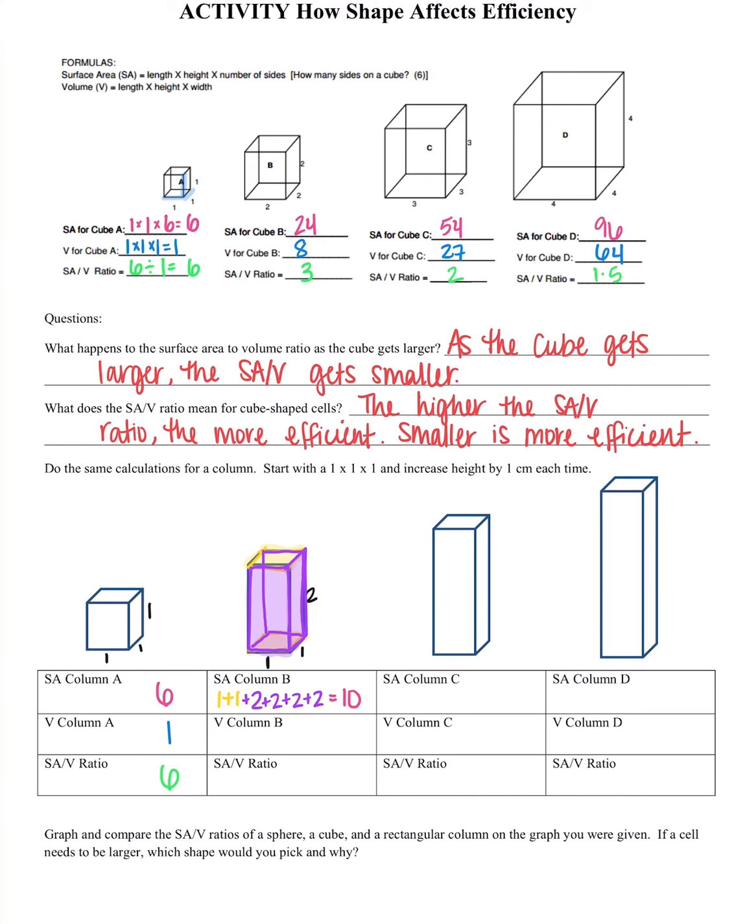My volume I'm going to calculate just by multiplying my length times width times height, which is 1 times 1 times 2, which gives me 2. My surface area to volume ratio is my surface area of 10 divided by my volume of 2, which gives me 5. Now go ahead and try the other 2 on your own. Start with column C and pause here. This is what you should have gotten. Now on column D, pause here. This is what you should have gotten. Now you'll graph this on the next video.